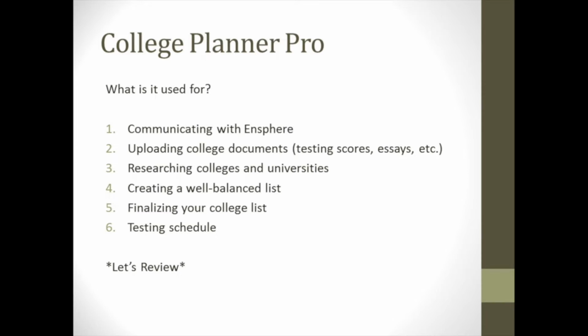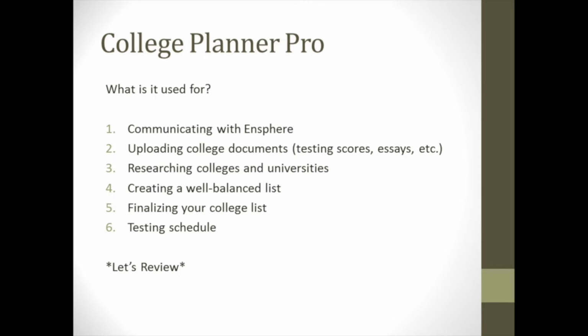The fourth aspect used in College Planner Pro is giving you the opportunity to create a well-balanced list of schools that you're going to apply to. It is also used to finalize your college list, which we will go over in a bit, the requirements that we have here at NSphere regarding your college list. And finally, it also goes over the testing schedule for SAT and ACTs. So if you're planning to take any SATs or ACTs, it gives you a calendar of when those dates are and when the registration is due.